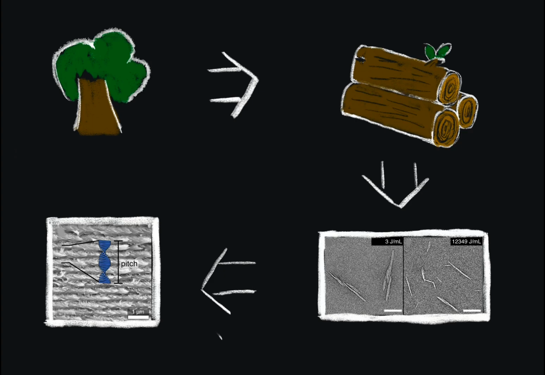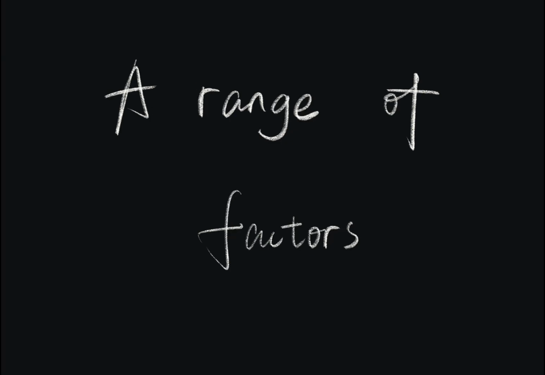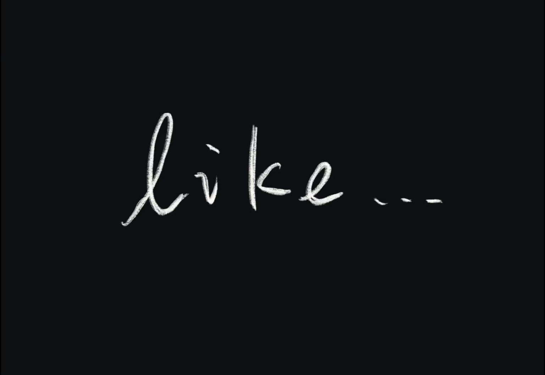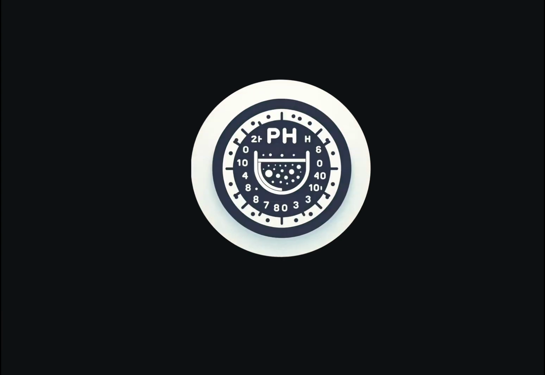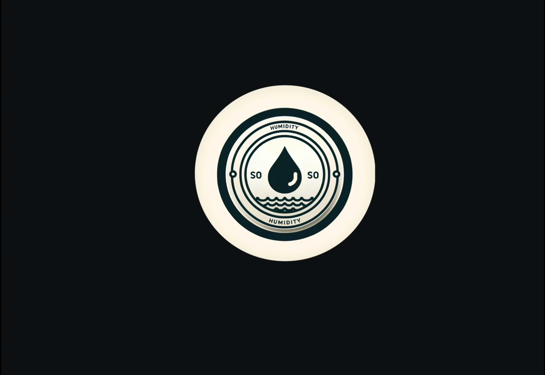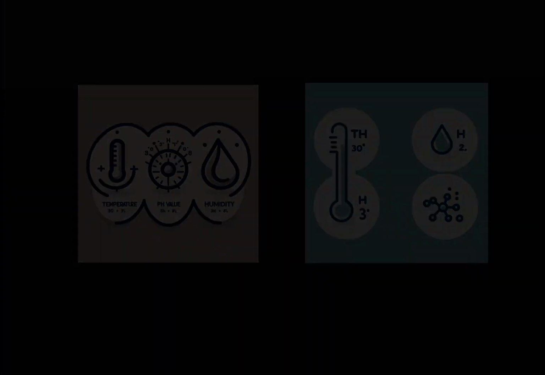After extraction and processing, CNC undergoes evaporation-induced self-assembly. This is a natural, spontaneous process where CNC organizes itself into a highly ordered structure without external intervention. Self-assembly of CNCs is determined by a range of factors like temperature, pH value, and relative humidity, etc., and any slight variations in these factors can significantly alter their final structure.